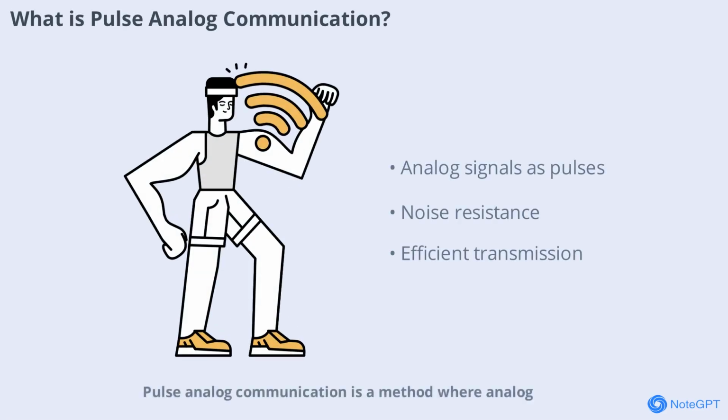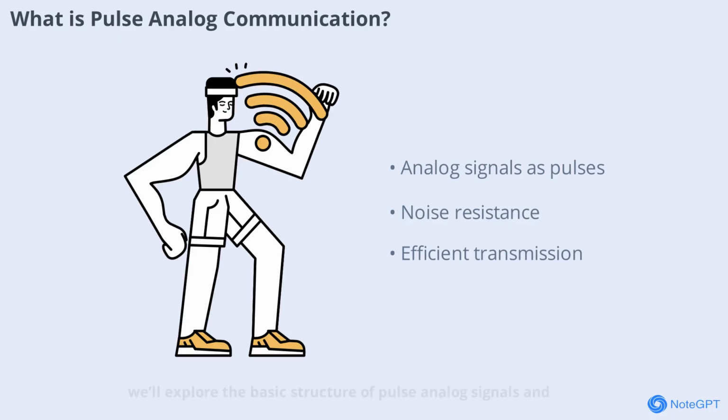Pulse analog communication is a method where analog signals are represented by a series of pulses. These pulses carry information about the original signal, allowing it to be transmitted efficiently over various media. Unlike continuous analog signals, pulse analog signals are easier to process and less susceptible to noise. This makes them ideal for many applications, including telephony and data transmission.